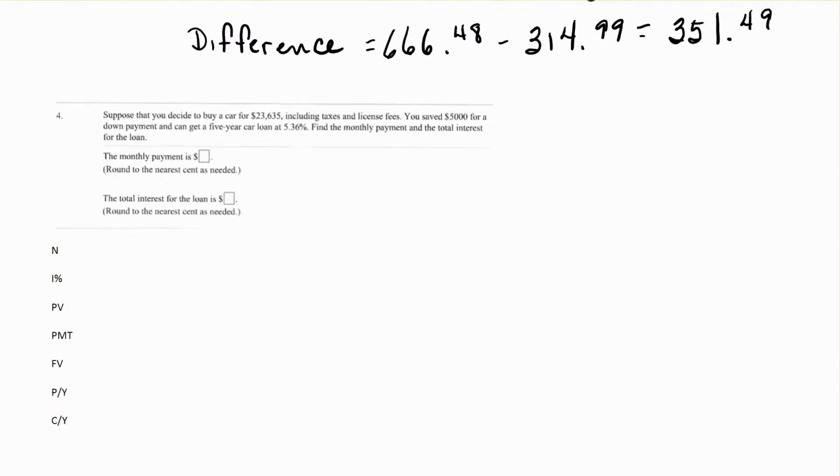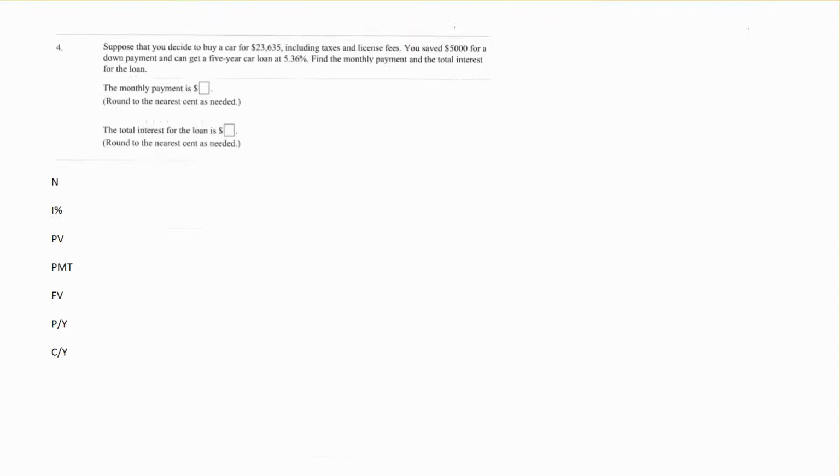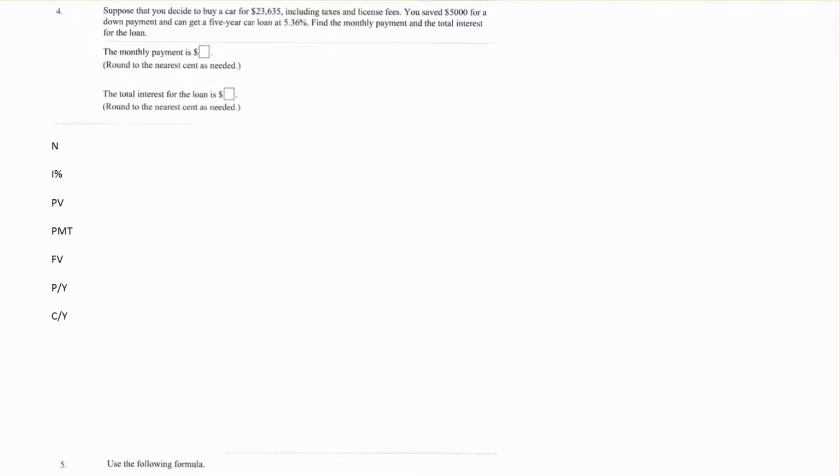Number 4. Suppose you decide to buy a car for $23,635, including taxes and license fees. You save $5,000 for a down payment, and you can get a 5-year car loan at 5.36%. Find the monthly payment and the total interest on the loan.